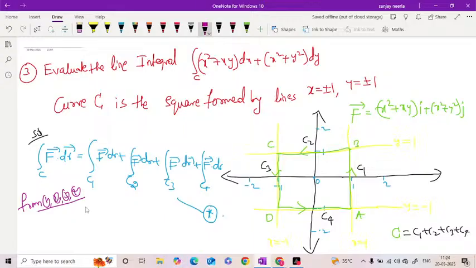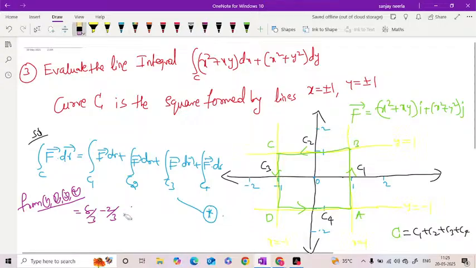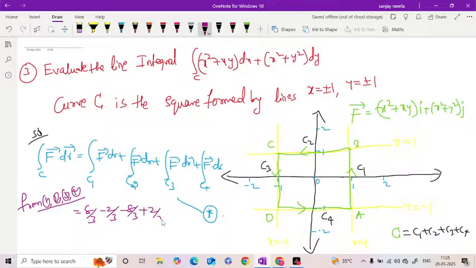What is the first result? 8 by 3. Second result, minus 2 by 3. Third result, minus 8 by 3. Fourth result, 2 by 3. Luckily all of this will cancel, so the final result is 0. So the line integral is totally 0.